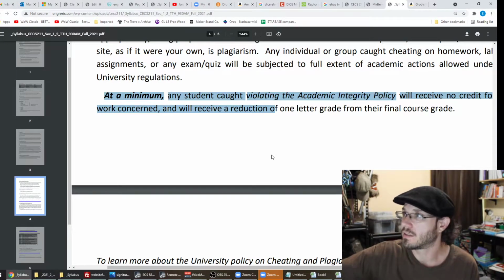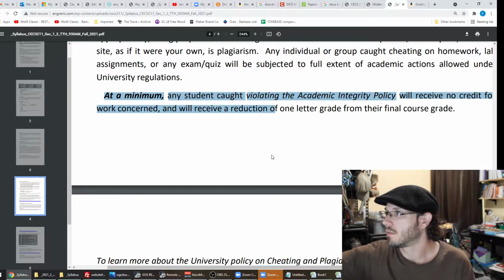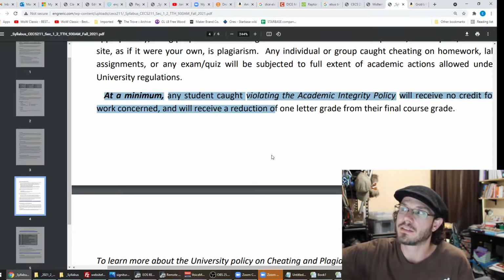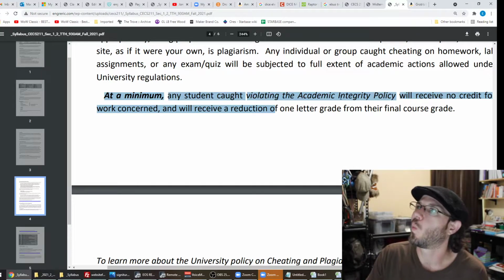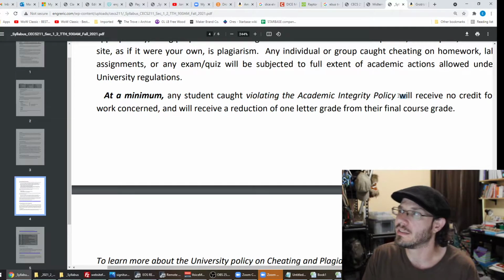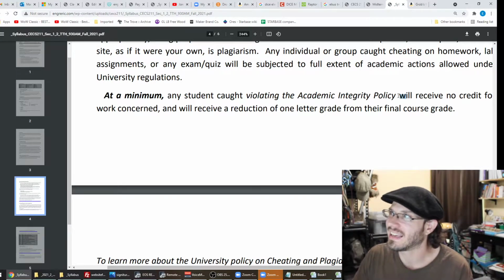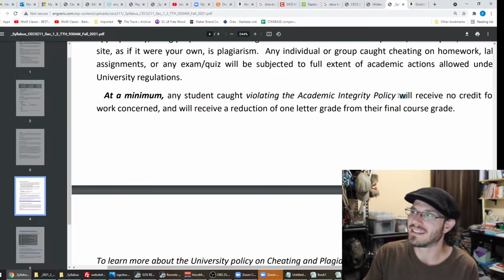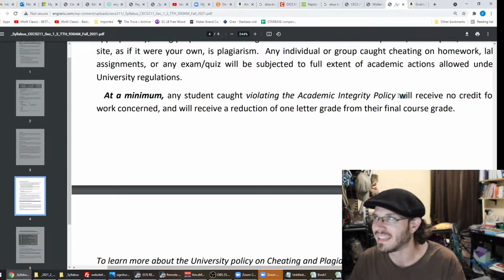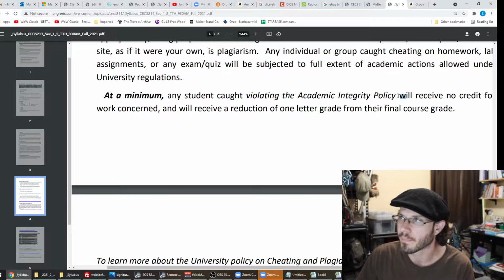If there is proven cheating, copying, stuff like that, it is 0 credit for the assignment in question. And whatever your final grade is in the class is a full letter grade reduction. So it's not just that you would get a 0 on an assignment or on an exam. You would also, if you got a B in the class, now be getting a C.